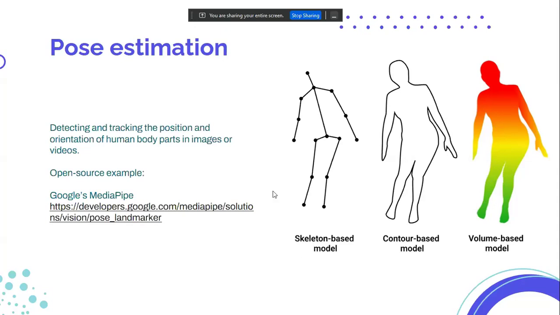But the most used one is the skeleton based model. There are open source models out there, and I linked one example here. One is from Google. They have a set of AI models under the brand MediaPipe. MediaPipe has a pose estimation model, and it's a skeleton based model that can offer 2D and 3D coordinates for each key joint. Let's move on to the next one.